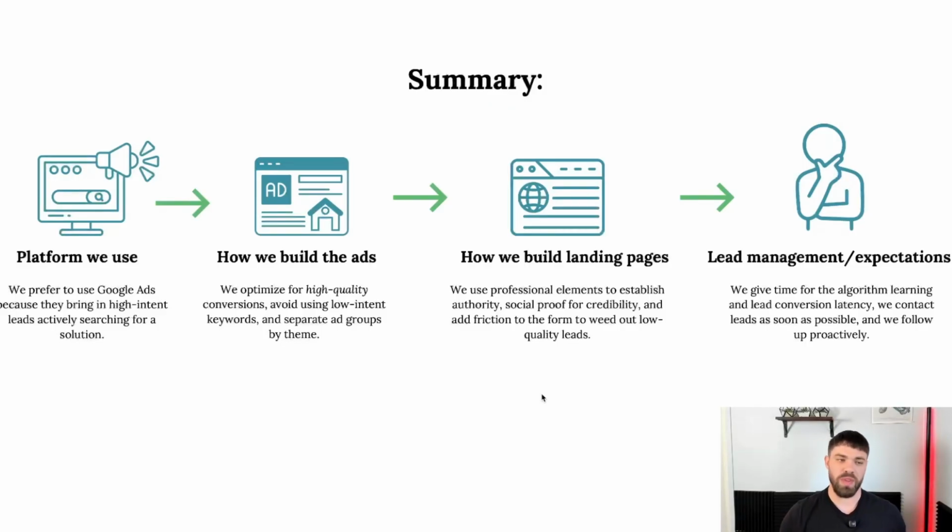So, summary for this video. We prefer to use Google Ads because they bring in high intent leads actively searching for a solution. And then how we build the ads: we optimize for high quality conversions, avoid using low intent keywords, and separate ad groups by theme. And then how we build landing pages: we use professional elements to establish authority, social proof for credibility, and add friction to the form to weed out low quality leads. And then last, we have lead management and expectations. We give time for algorithm learning and lead conversion latency. We contact leads as soon as possible, and we follow up proactively. So that is how we get high quality leads for our dog training clients.